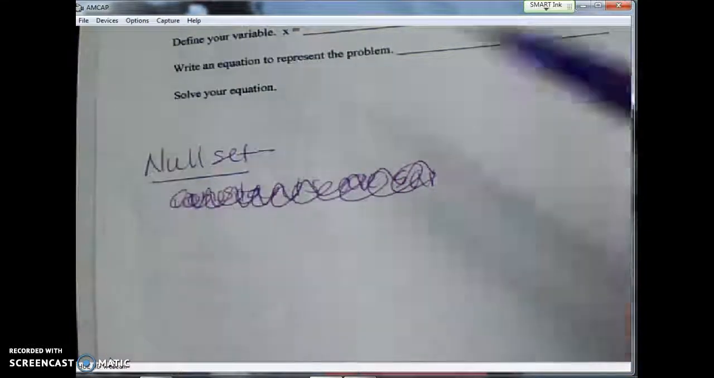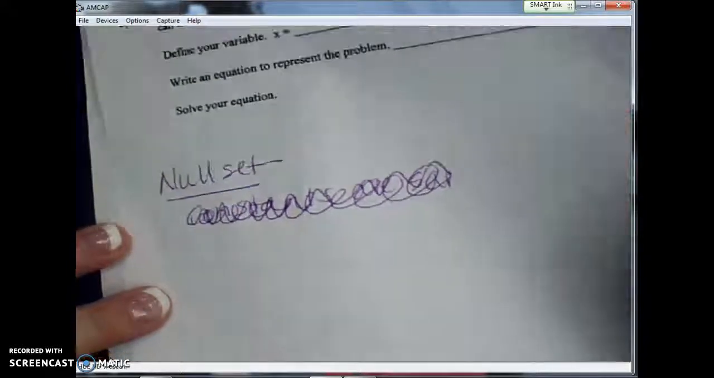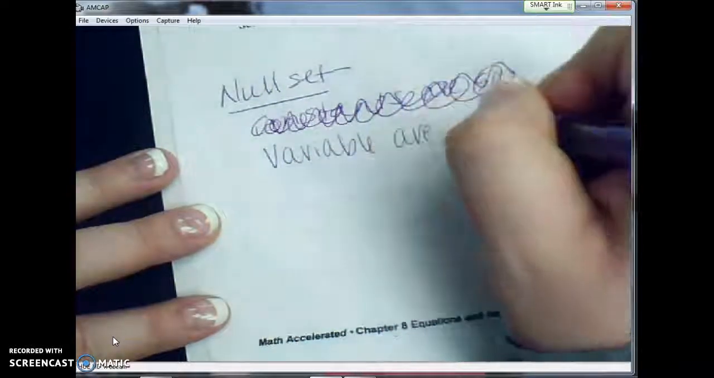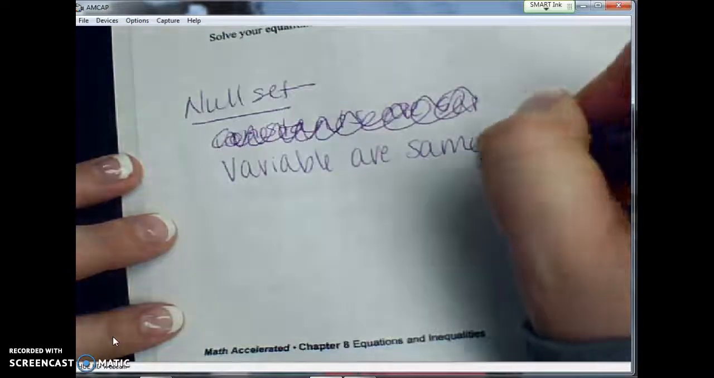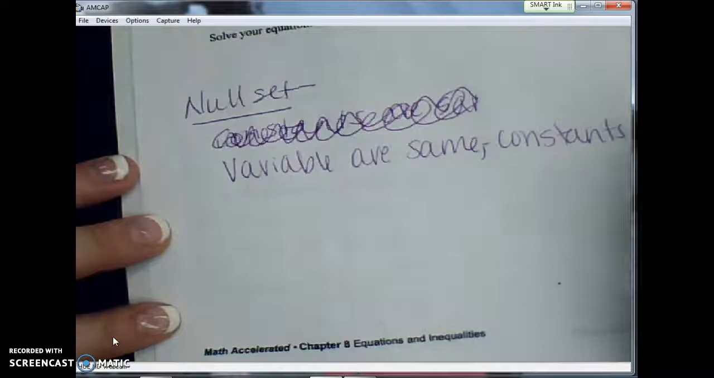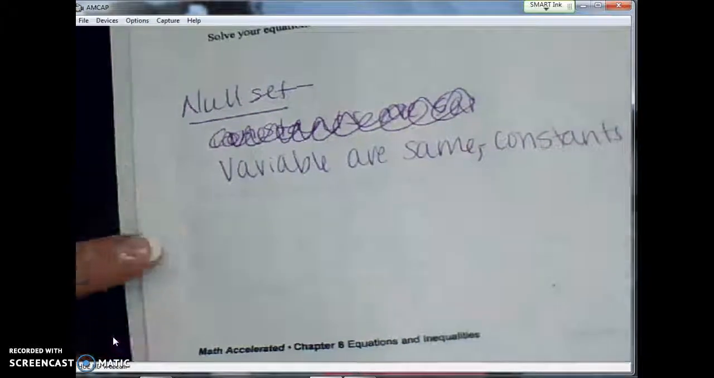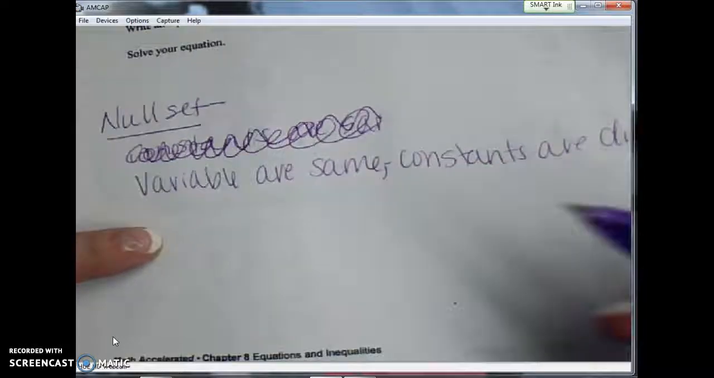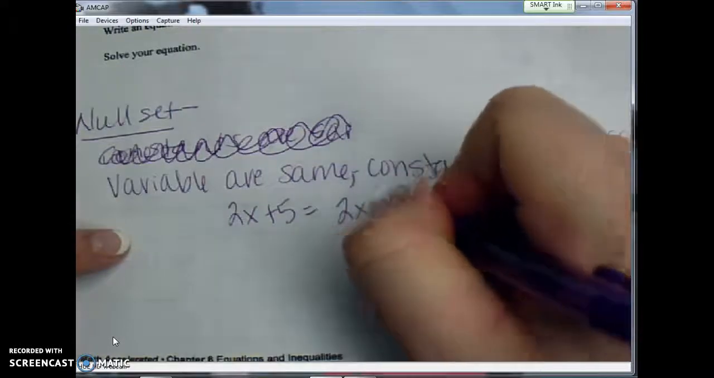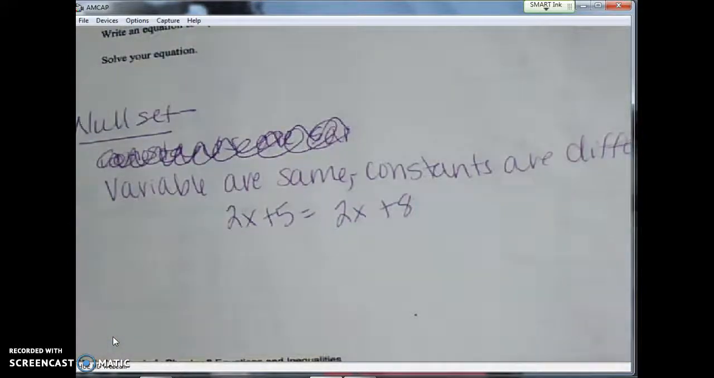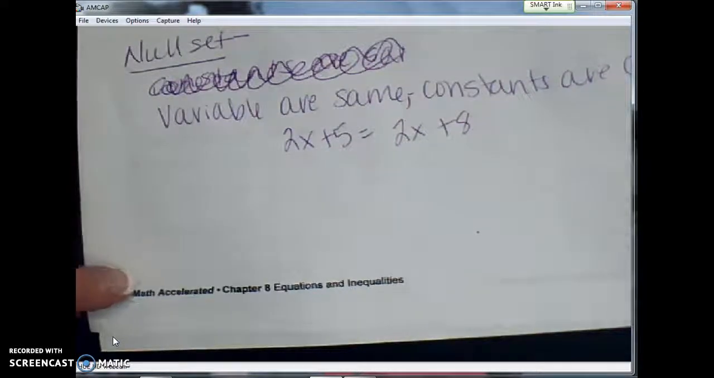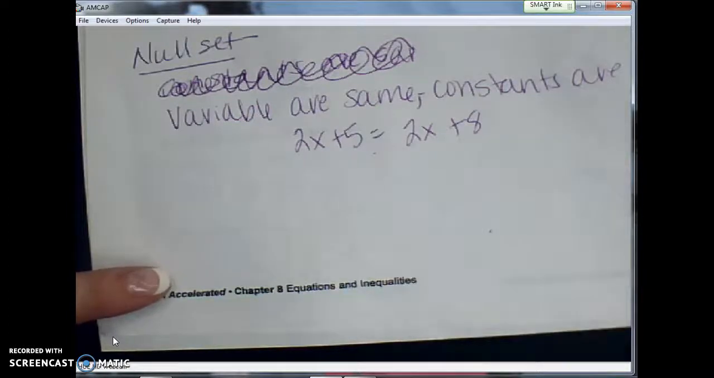So we have a null set, and to write a null set, remember, a null set is going to have variables are the same, constants are different. So an example of an equation with a null set. I have variables are the same, constants are different. I might have 2x plus 5 equals 2x plus 8. That's going to be a null set. Make these easy. You're going to have to write these equations on your test. So make them easy. 2x plus 5 equals 2x plus 8.